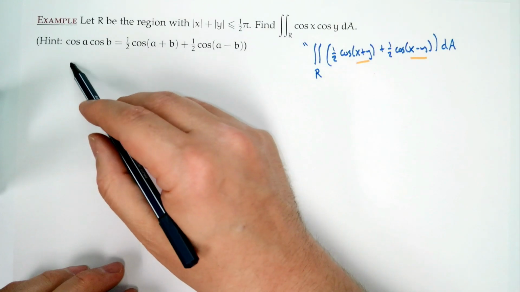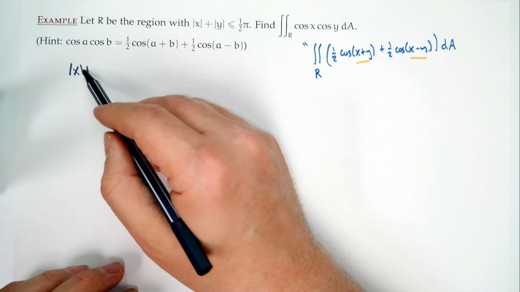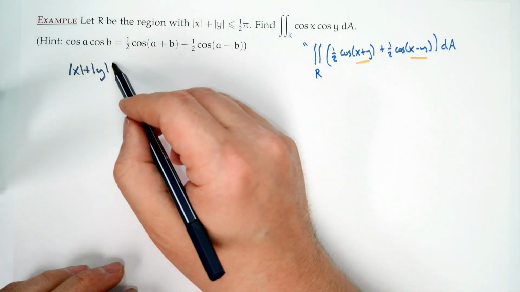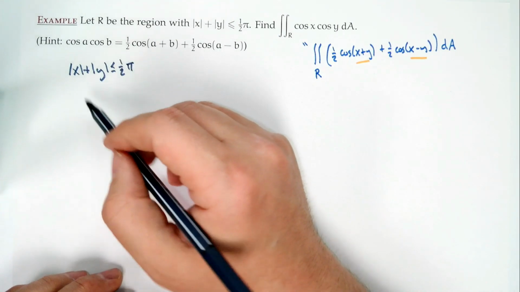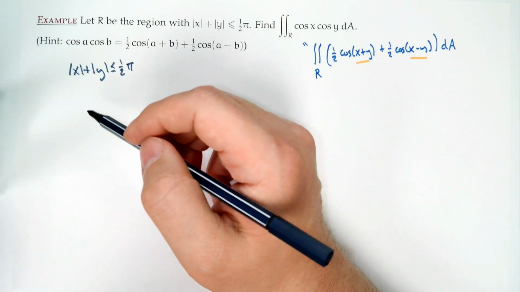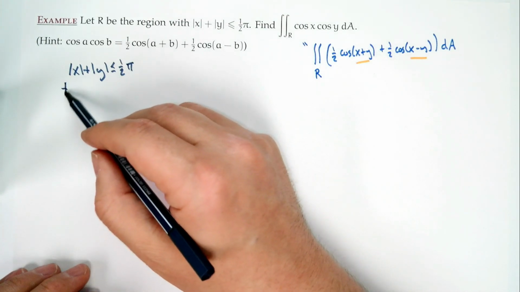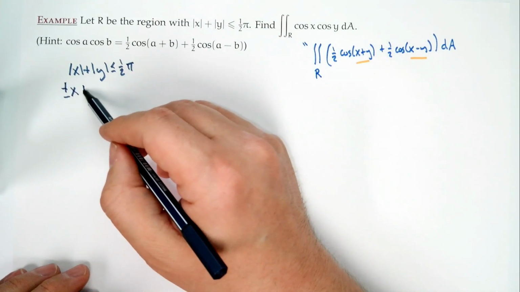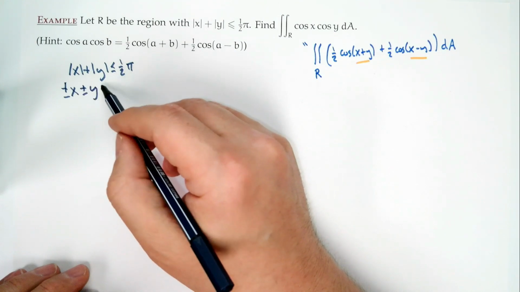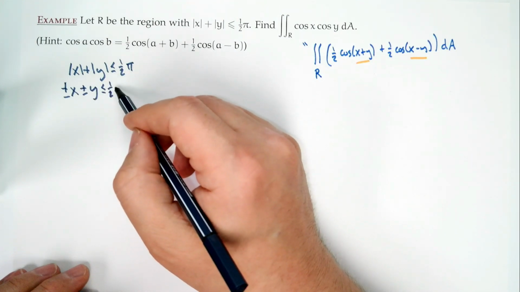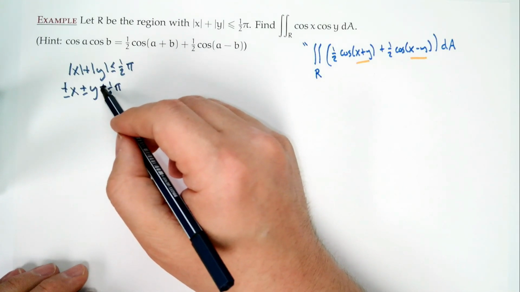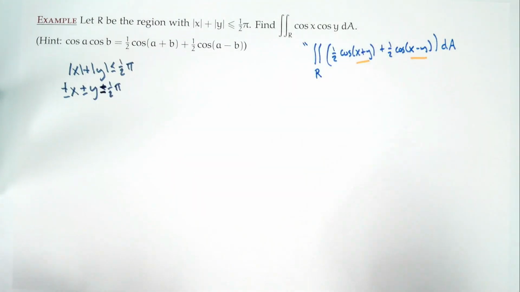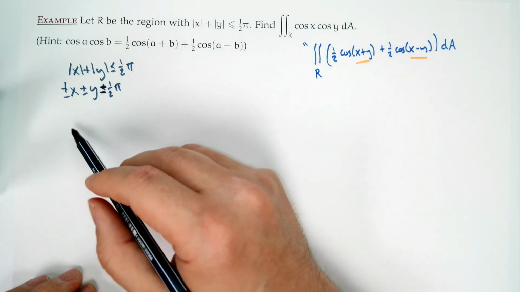All right. What does it mean to say absolute value of x plus absolute value of y is less than or equal to 1/2 pi? If we think about what absolute value of x means, it's like plus or minus. So you have a couple of possibilities. Plus or minus x plus or minus y is less than or equal to 1/2 pi. Well, maybe that's not the right thing to say. Let's say that the border is plus minus x plus minus y equals 1/2 pi. So there's 4 possible combinations.